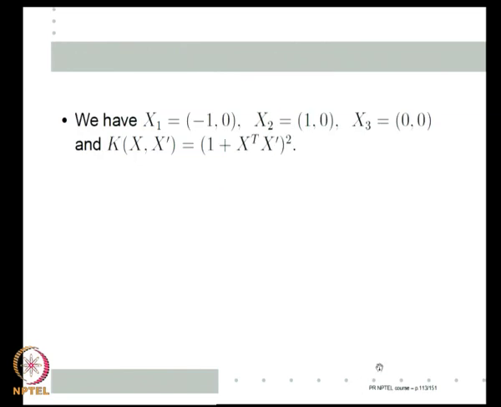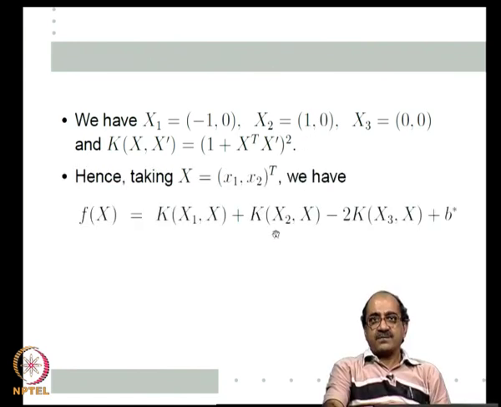The minor issue, but anyway, so we have x 1, x 2, x 3 as this, and we know k of x comma x prime is 1 plus x transpose x prime, whole square. So, if I take x to be x 1, x 2, I know my function is k of x 1, x plus k of x 2, x minus 2 k of x 3, x plus b star. What will be k of x 1, x? X 1 is this. So, this is 1 minus x 1 whole square.